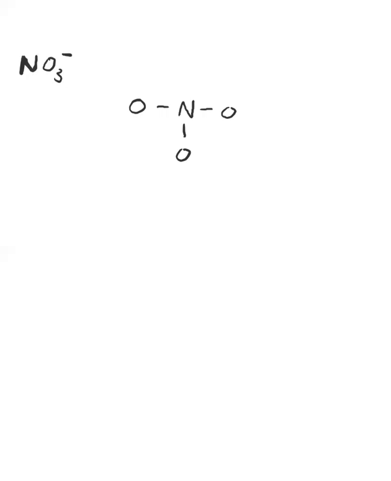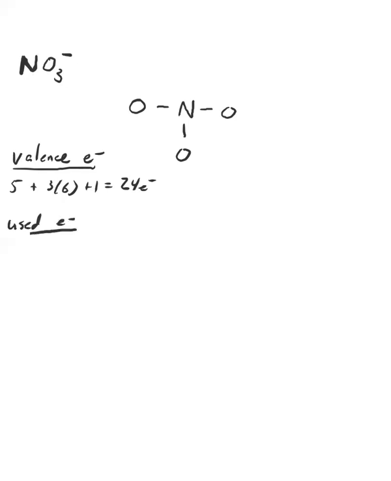So nitrogen is in group 5A. So let's count up our valence electrons. Nitrogen is in group 5A, so it has 5 electrons. Oxygen is in group 6A, so it has 6, but there are 3 oxygens. And then you've got a negative charge, so you've got an extra electron. So that gives us 24, right? That's 24 valence electrons. We've already used 6 because we have 3 bonds, right? We assume there's at least 1 bond to each surrounding atom, so that's 6. So the remaining electrons would be 24 minus 6, which is 18.